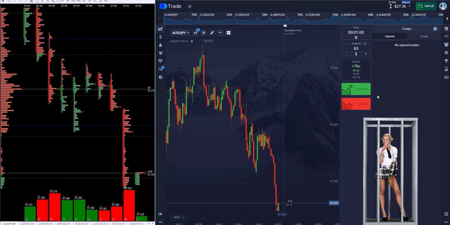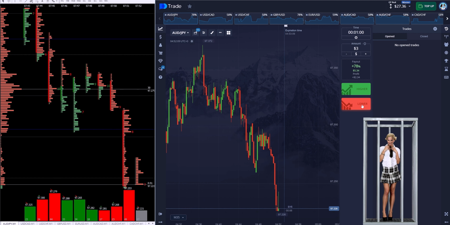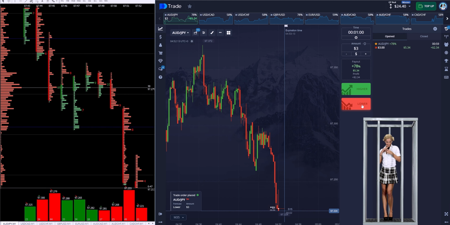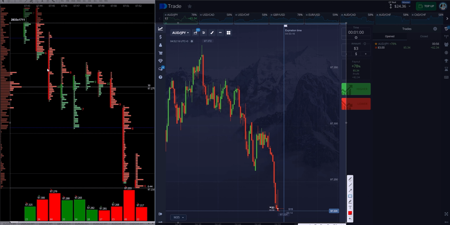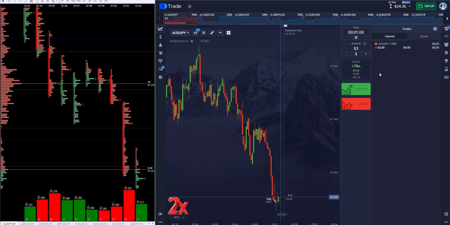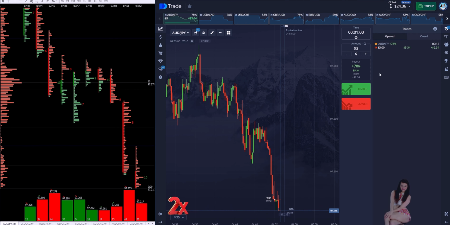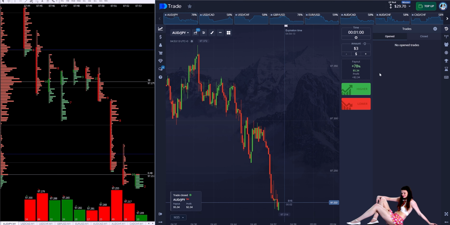I see the entry point. I opened a trade. Logic of entry in a trade. Range. Moving downward on decreasing volumes. Main volumes in the range. Pull back. Empty volume. And let's go. Third plus.